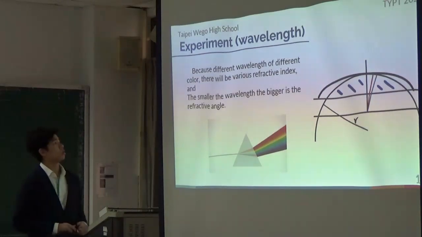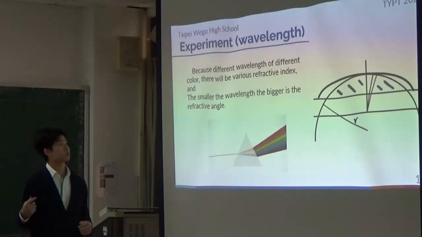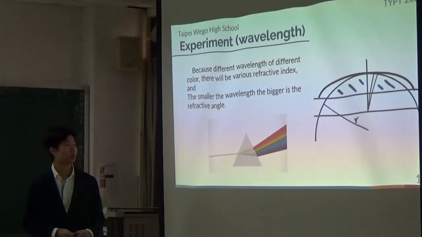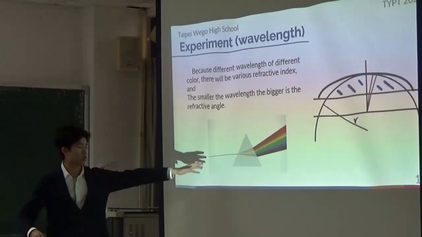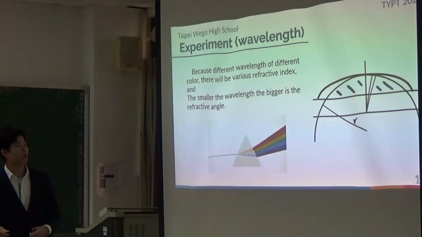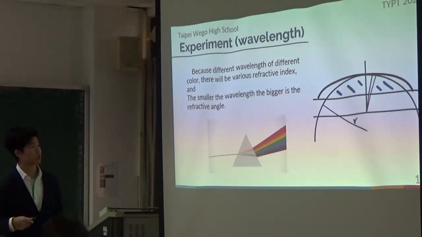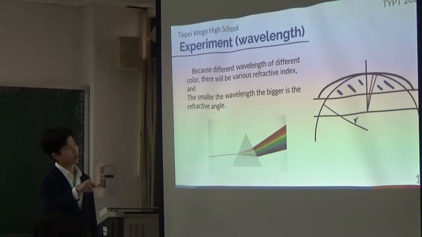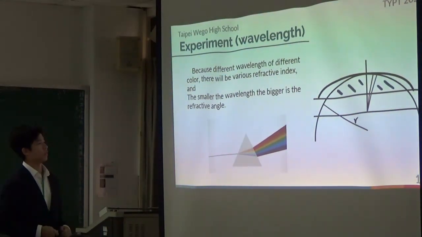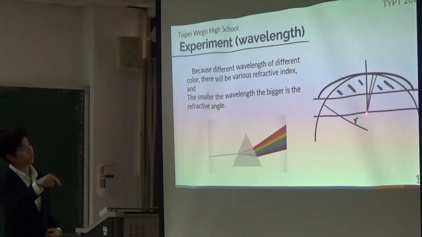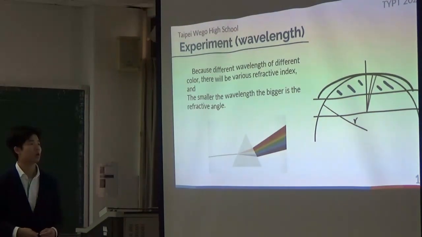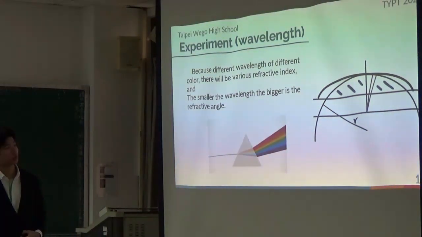In another experiment on wavelength, we use different paper to count the different wavelengths and colors of the light source. In this graph, we can notice that the smaller the wavelength is, the larger the diffraction angle it has, and in turn the bigger the magnification.